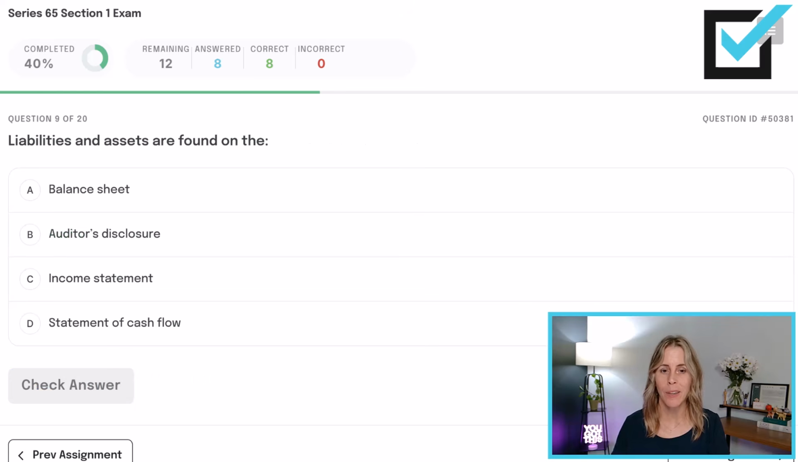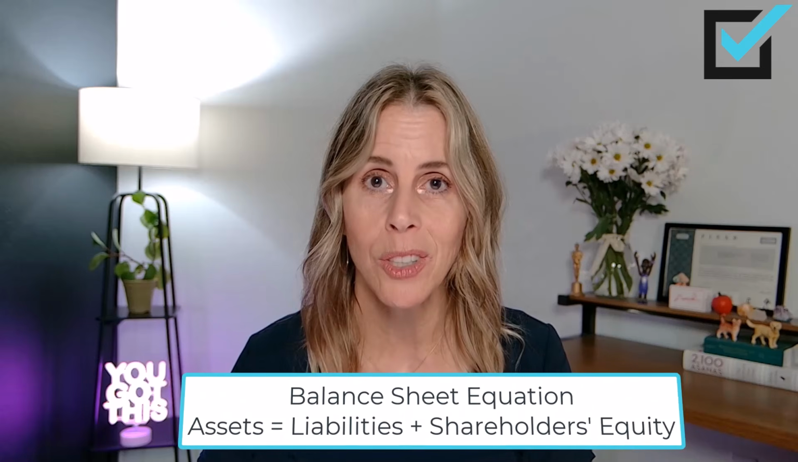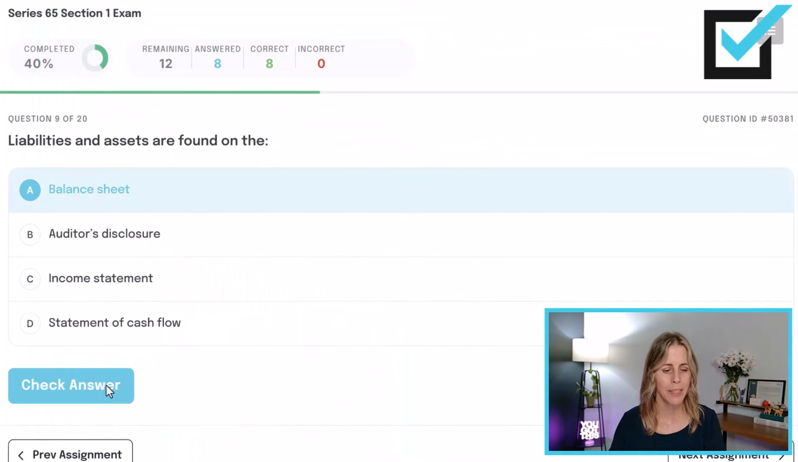Liabilities and assets are found on the balance sheet, auditor's disclosure, income statement, or statement of cash flow. The test does want you to know some things about accounting. They really do want you to know what is on the income statement and what is on the balance sheet. The balance sheet includes what the company owns, those are their assets, and what they owe, which is liabilities. So assets minus liabilities equals shareholders' equity. The balance sheet equation is assets equals liabilities plus shareholders' equity. Assets and liabilities are found on the balance sheet.